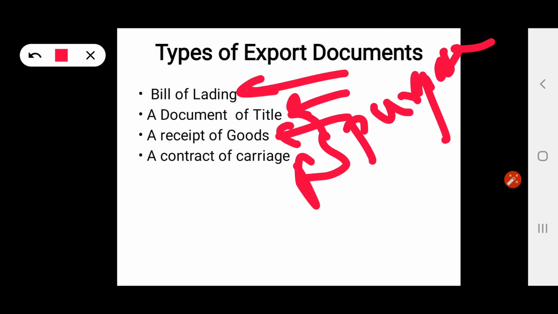So these are the different kinds of export documents which are very essential for both countries and for all the parties involved in this export process. In the next class we will be discussing the export procedure and order processing of an export.